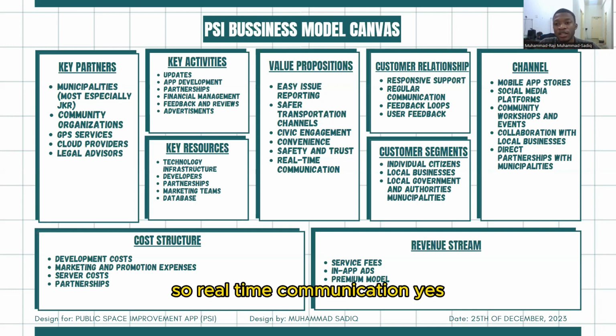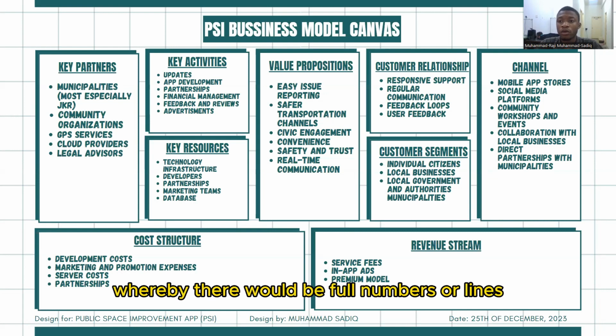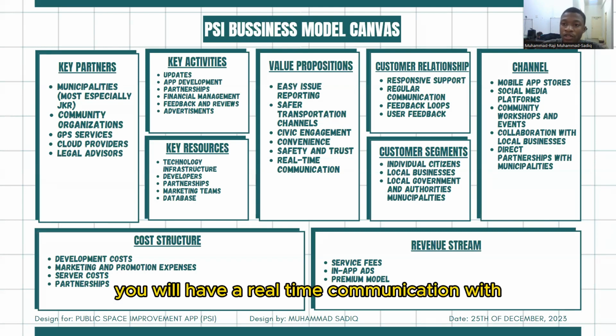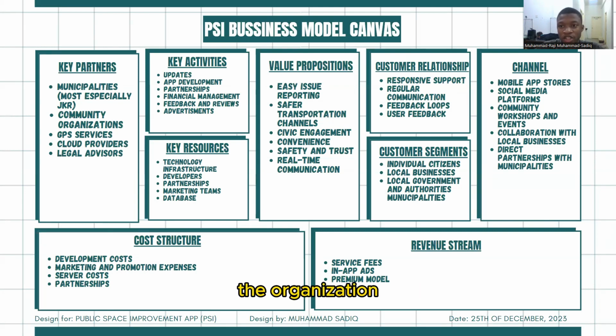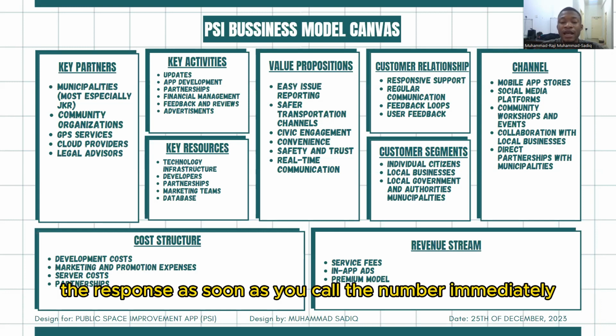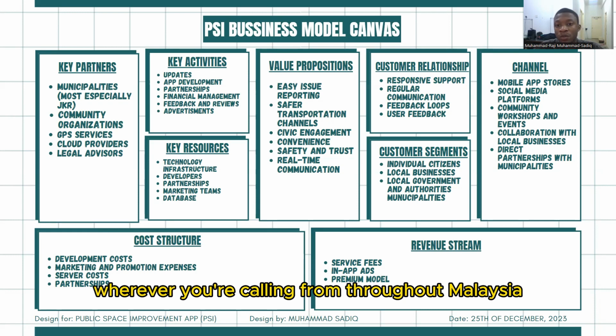So, real-time communication, yes. The application contains a segment whereby there will be phone numbers or lines you can get to each emergency body in Malaysia, for example. Any line you call, you will have real-time communication with the organization, no matter what organization it is. For example, 999 for the police department of Malaysia, and you will get the response as soon as you call the number, immediately, wherever you're calling from throughout Malaysia.